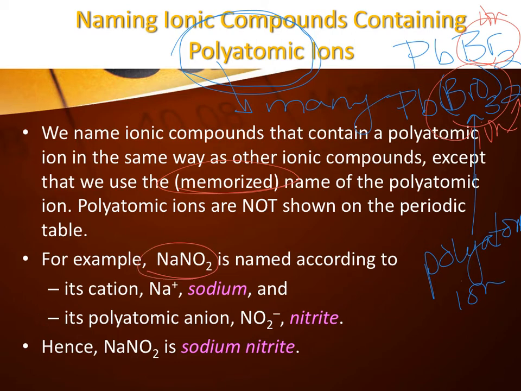So let's look at an example. NaNO2. Well, Na is sodium. That's not a transition metal, so we don't have to worry about parentheses and Roman numerals.